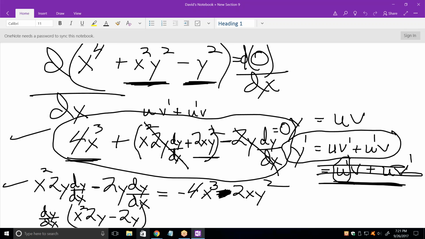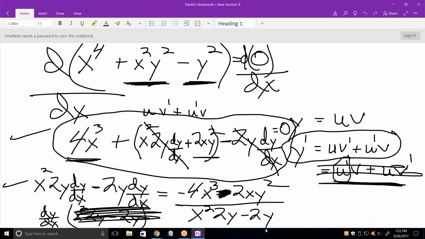When you factor out the dy/dx, you're left with all of this. That's definitely the better route to go because it's in both terms. And now I can divide both sides by what I have in the parentheses here. Since I've divided both sides by it, that is dy/dx. Now, I can simplify that a little bit. I can divide top and bottom by 2. That's the only thing I think I can do.